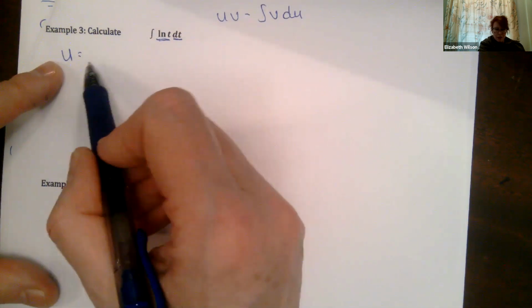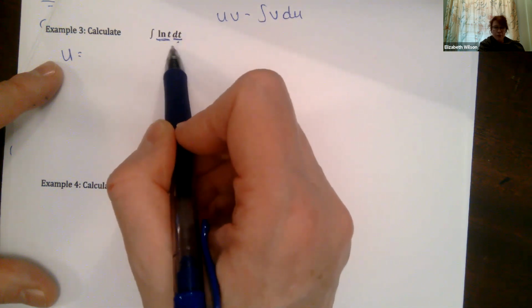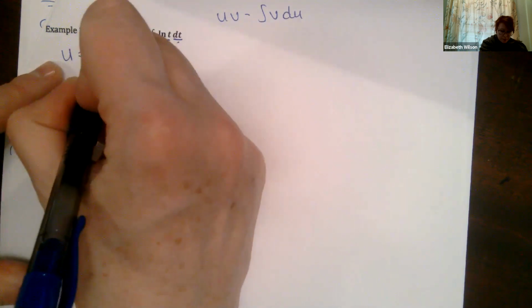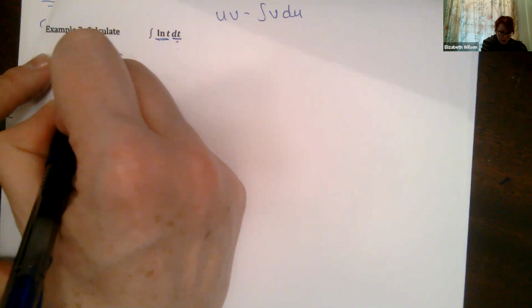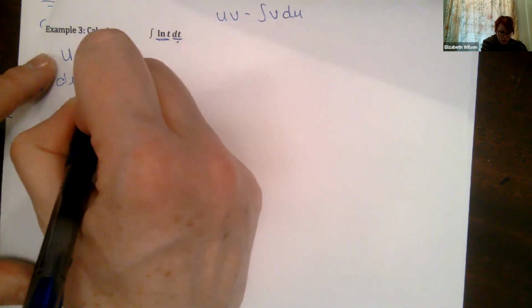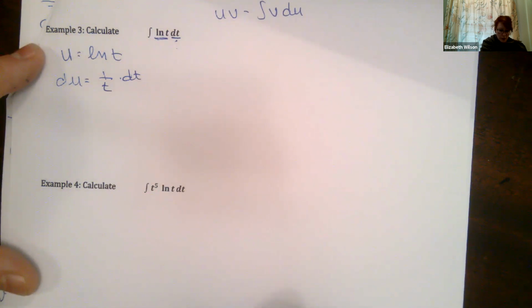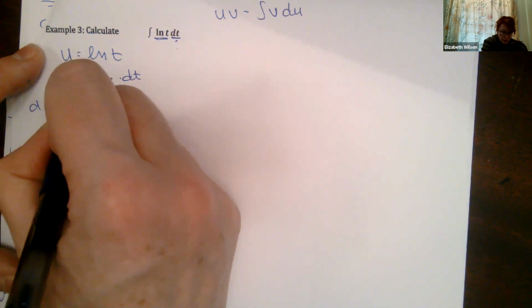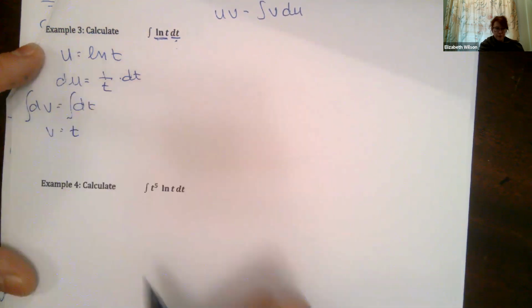So if I say u equals dt, if I take the derivative, I'm going to get the second derivative of t, right? So that's your clue. This is ln of t. When I take the derivative, the derivative here is 1 over t dt. What's left over is my dv equals dt. And I take the integral of both sides, so v equals t.